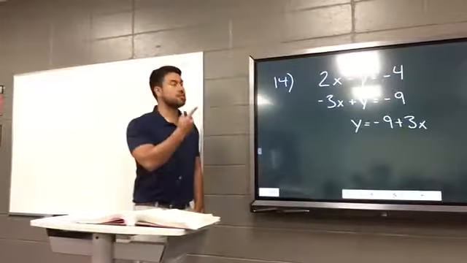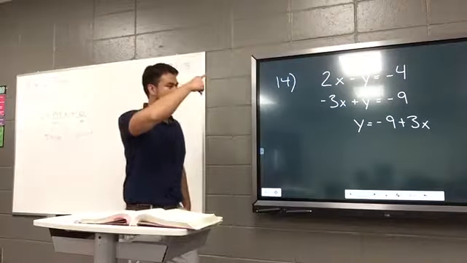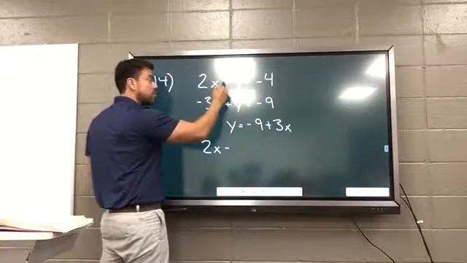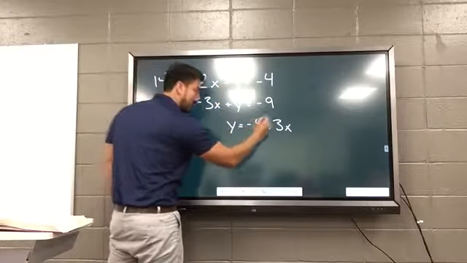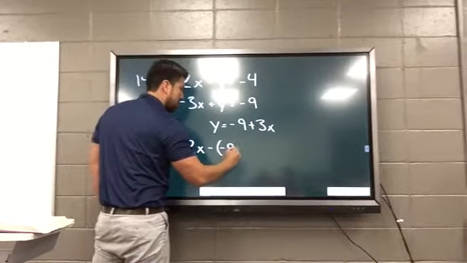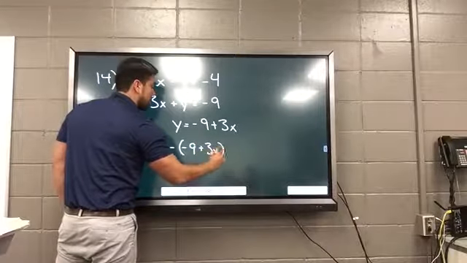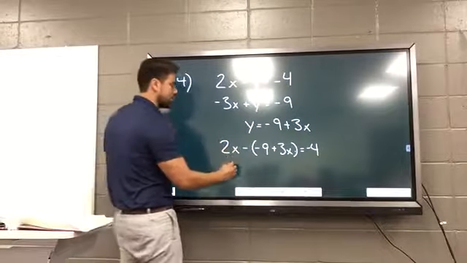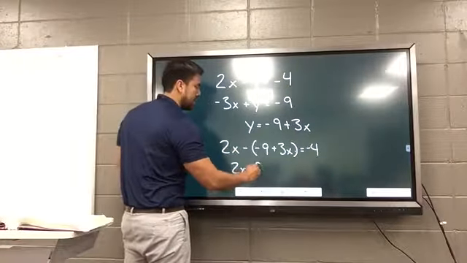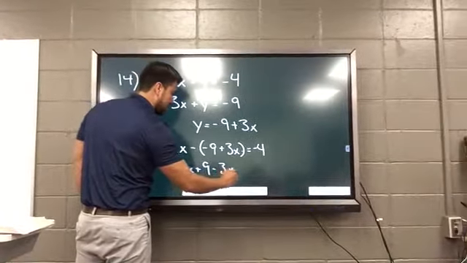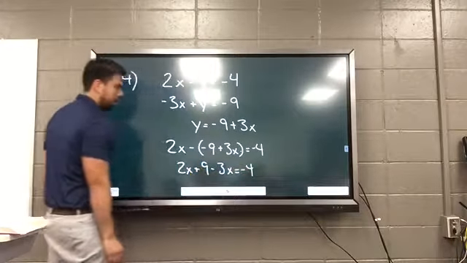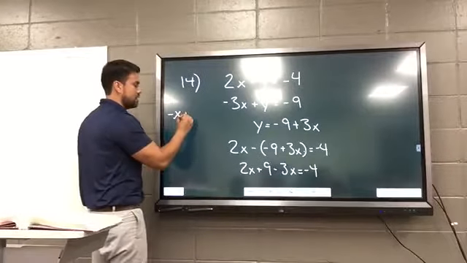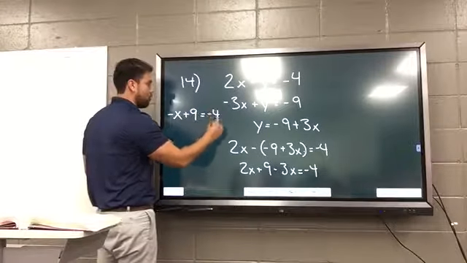Then I substitute that back into the top one, and I get 2x minus, okay, remember it's minus y, so minus whatever this is. I have to make sure I get my signs right because it's really easy to mix those up. Plus 9 minus 3x equals -4. Add like terms. I get -x plus 9 equals -4.